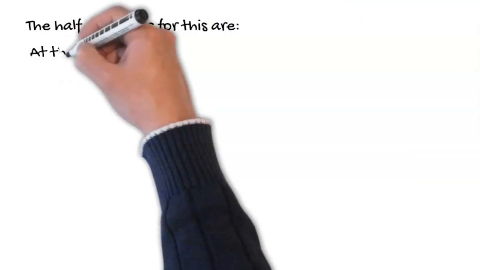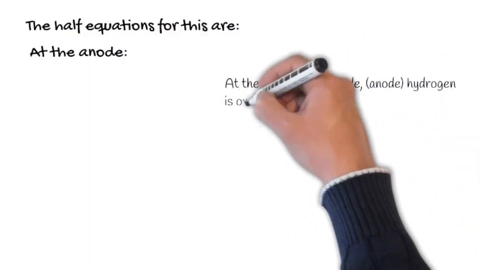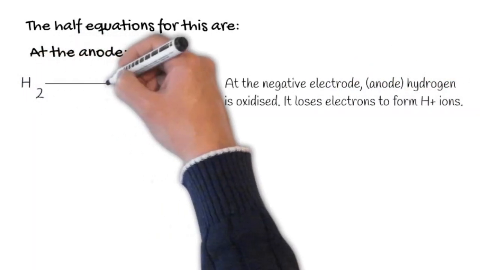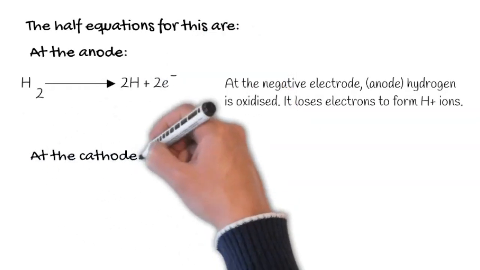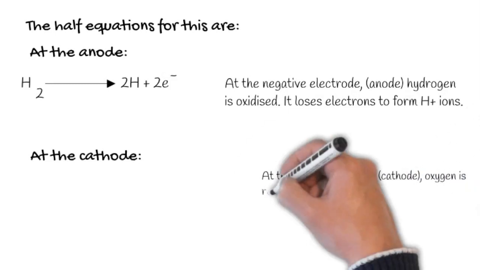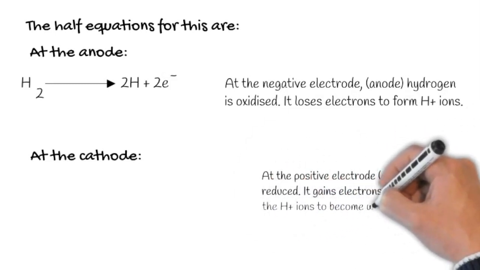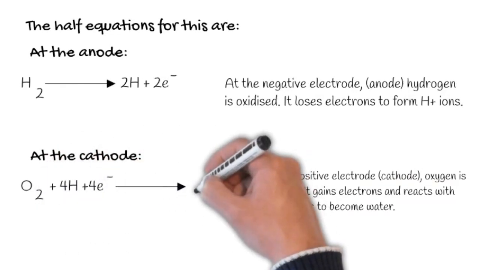The half equations for this are, at the anode, remember at the negative electrode, the anode, hydrogen is oxidized and it loses electrons to form H+ ions. So we draw the half equation like this. And at the cathode, remember that at the positive electrode, the cathode, oxygen is reduced. It gains electrons and reacts with the H+ ions to become water. And this is the half equation here.